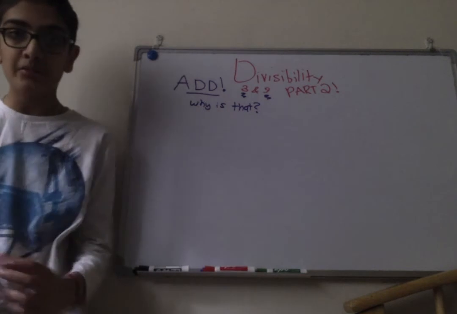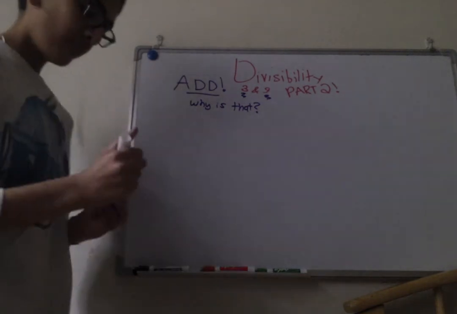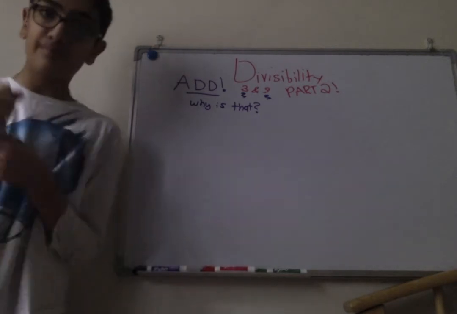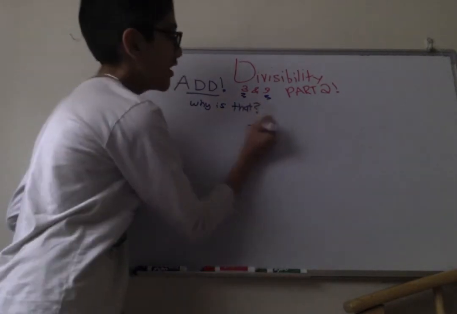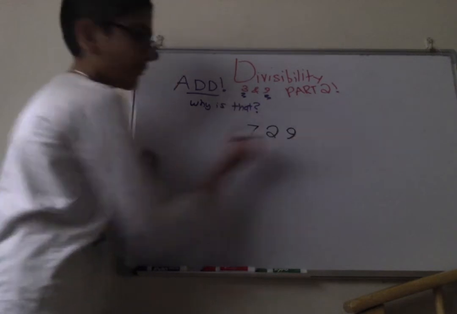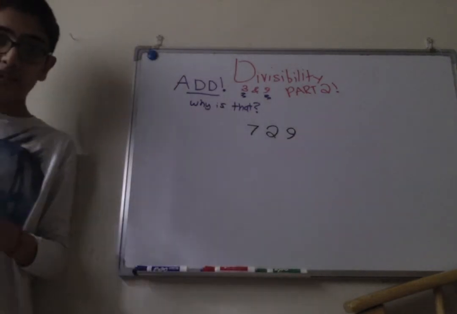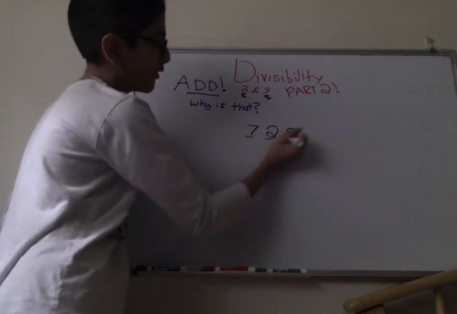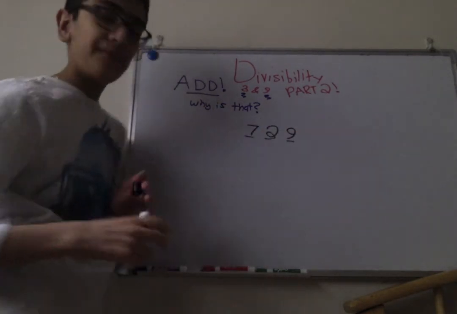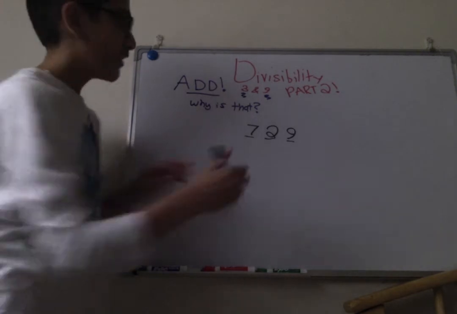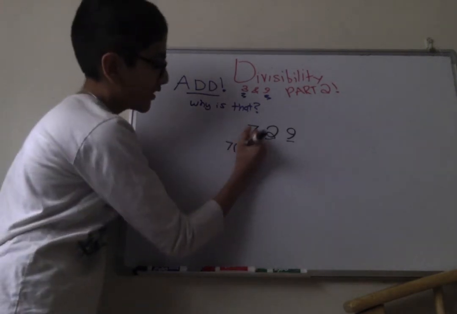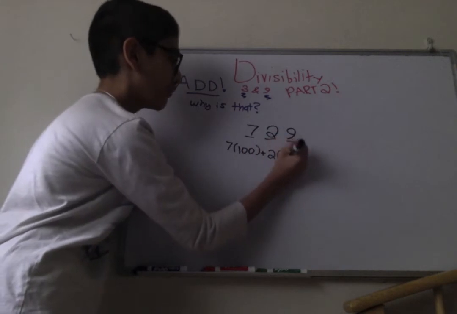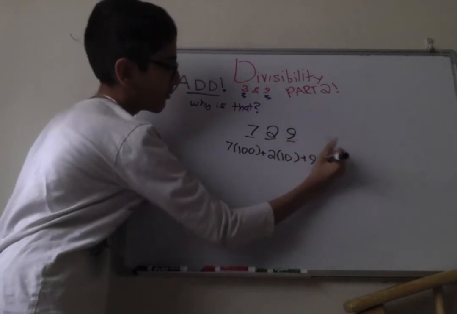So let's start off with a number, just to try and expand out from that one. Let's take a number, let me think, 729. Okay, we have 729. These are all digits, so we need to make it into a form that's not going to use the digits. So we make it 7 times 100 plus 2 times 10 plus 9 times 1.